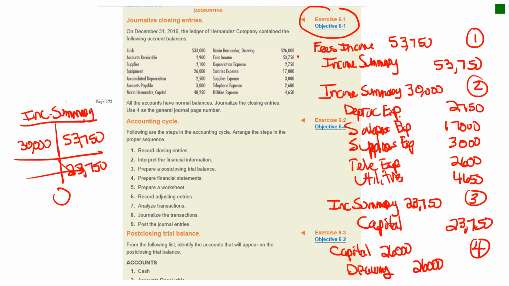If you can follow this example, you can do any of the problems that says do closing entries. These are the four steps. I would recommend you do it in this order.